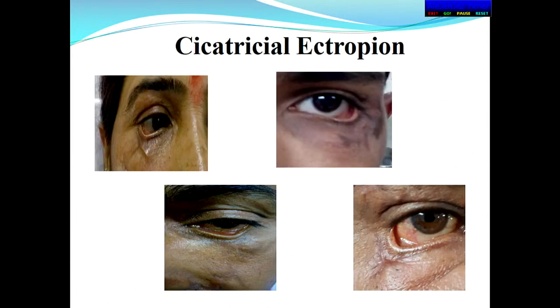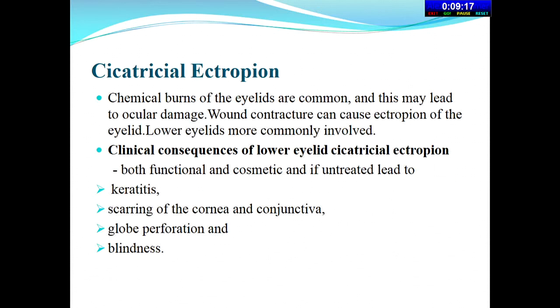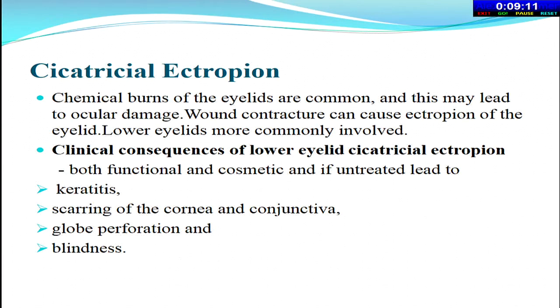These are few cases I have dealt with of cicatricial ectropion. It is usually associated with the shortening of the anterior lamella, the skin and the orbicularis muscle. Etiology is mainly any prior surgical resections of tissue, burns, any actinic damage, autoimmune diseases, or any chronic inflammation. Chemical burns of the eyelids are common, and this may lead to ocular damage. Wound contracture can cause the ectropion of the eyelid, and lower eyelid, as I told you, are more commonly involved.